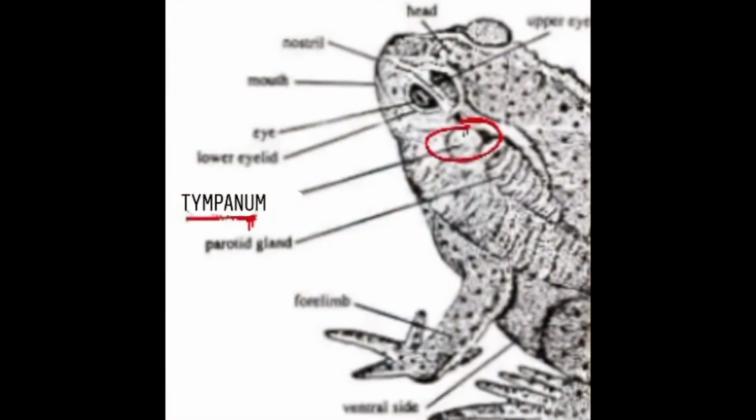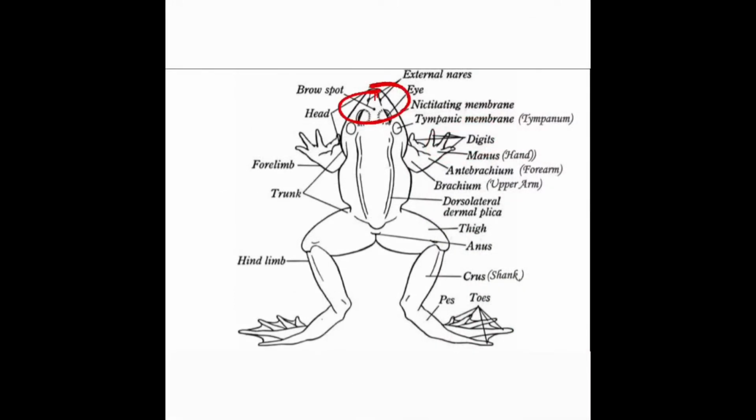Also present in a toad is the tympanic membrane. The tympanic membrane is a circular area behind each eye and is also called the eardrum, which is used for hearing. There is also the brow spot, which is a tiny white spot at the mid-dorsal part of the head between the level of the eyes. However, this is only distinct in the frog and not in the toad.